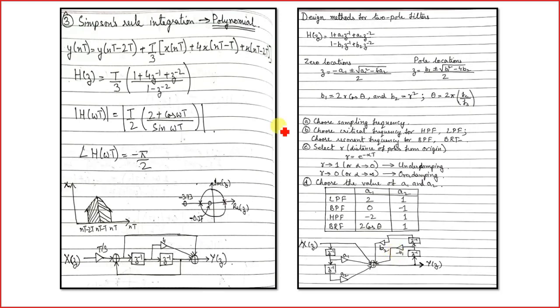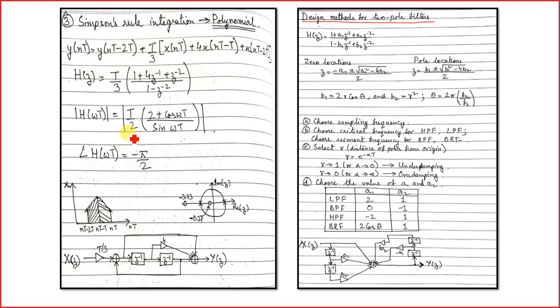Our next topic is design methods for two pole filters. We have discussed a lot of filtering techniques till now. All the methods that we have discussed are quite cumbersome.